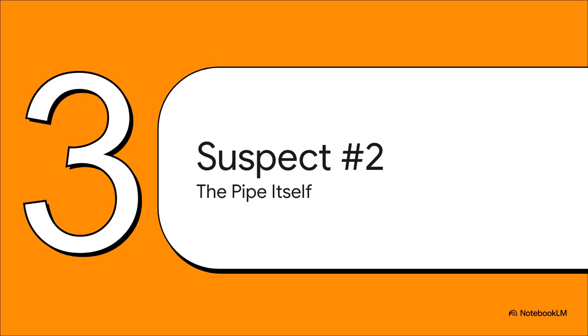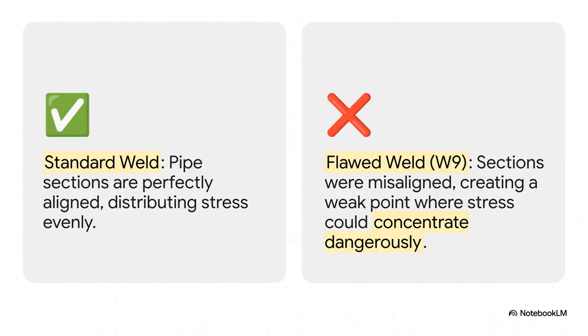Well, this time, investigators had to look inside the pipe itself. They found a fatal flaw, a problem that had been there from the very beginning, long before the ground ever started to shift. It all comes down to the welds. You see, in a perfect world, the pipe sections are lined up perfectly, so stress flows through them nice and evenly. But on site, they found a seriously flawed weld, known as W9. Here, the sections were misaligned. That little misalignment creates a massive weak point, a little internal ledge that basically acts like a hook, catching and concentrating all that external stress in one tiny, vulnerable spot. It's a recipe for disaster.